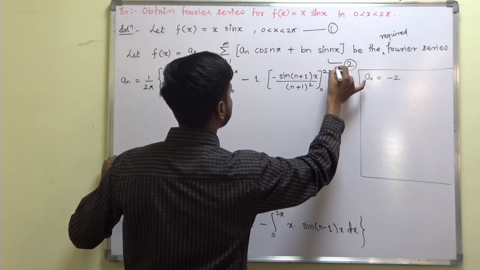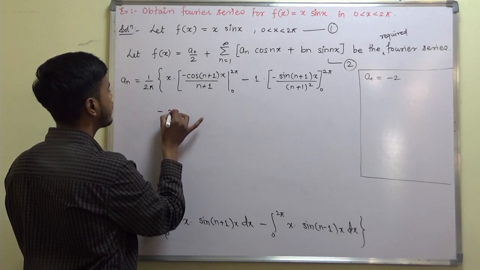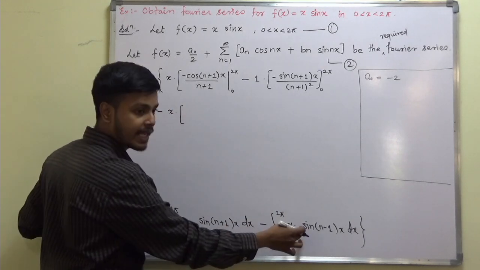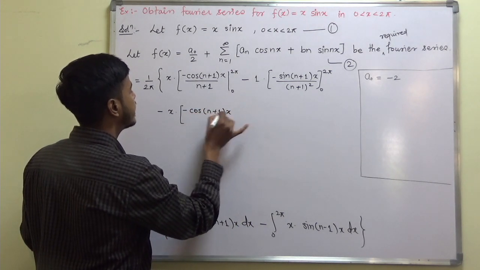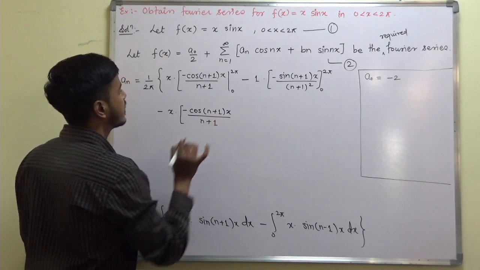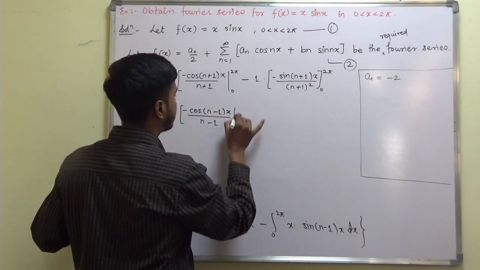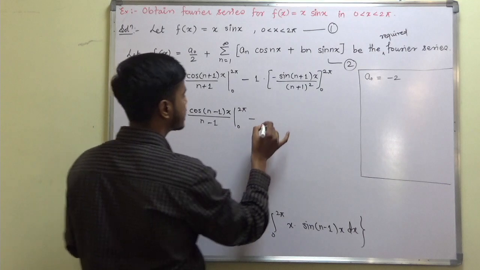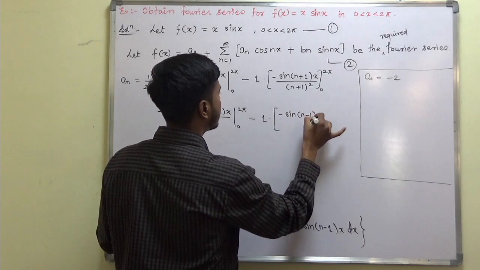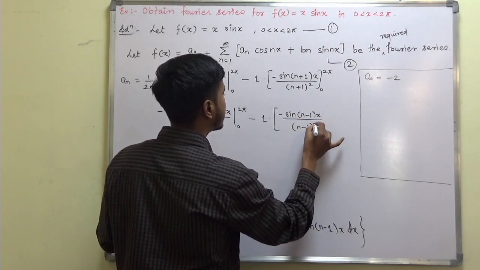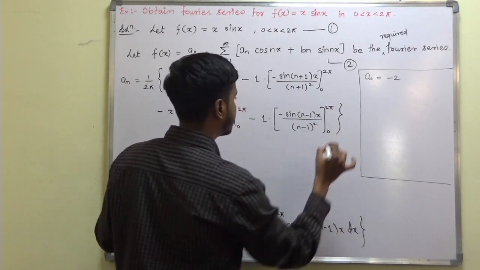Then this minus x into integration of sine is again minus cos of (n minus 1) into x upon n minus 1, sorry, this is n minus 1, limits 0 to 2 pi, minus 1 into minus sine (n minus 1)x upon (n minus 1) whole square, 0 to 2 pi, and this completes.